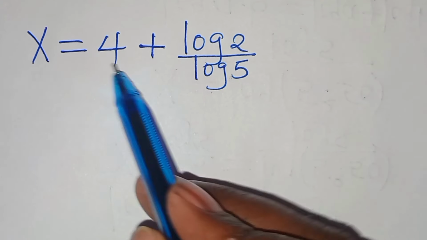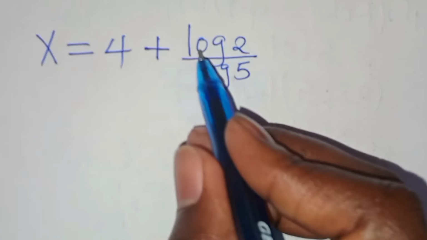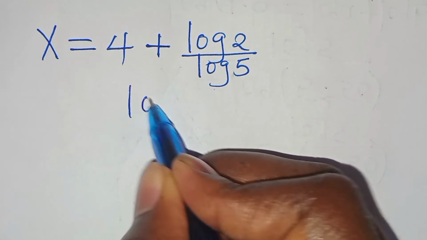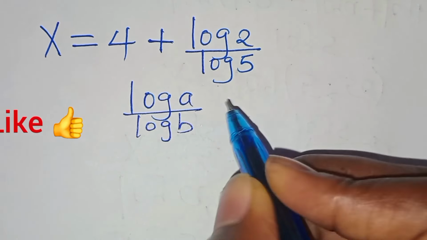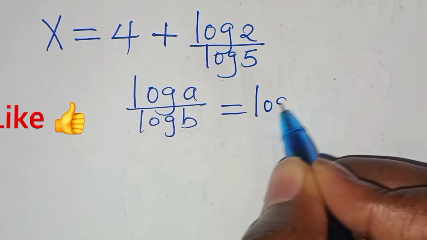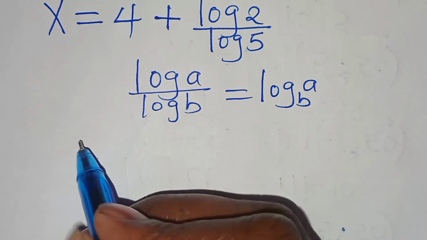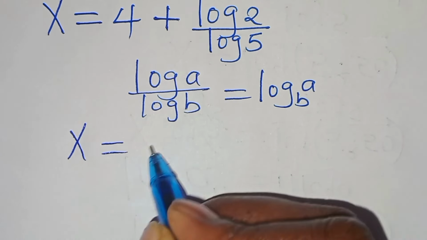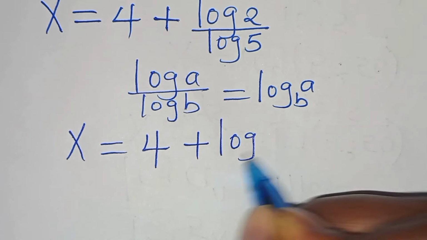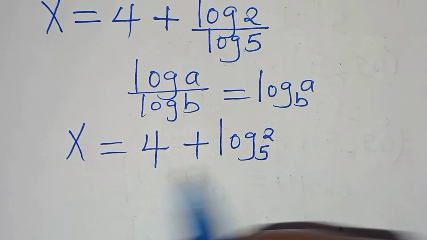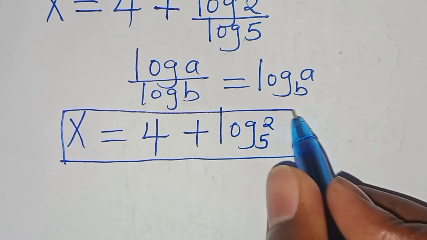Now we have x is equal to 4 plus log 2 over log 5. So we find that log 2 over log 5 is in the form of log A over log B, which we can express as log A to base B. Applying this logarithm property, then x is equal to 4 plus log 2 to base 5. So this is the value of x.